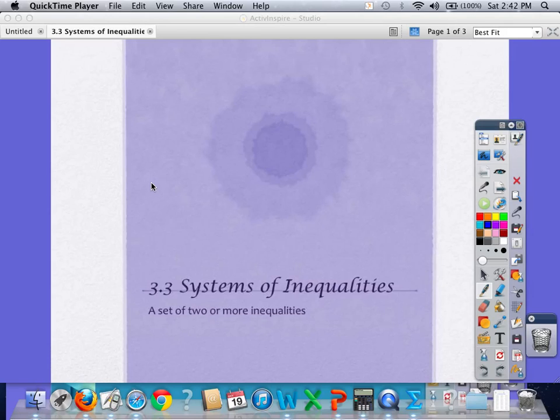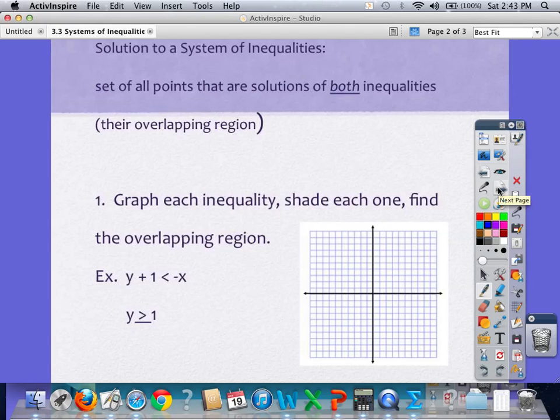Right, today we are going to do 3.3, systems of inequalities. That's a set of two or more inequalities. We've worked with those before, but now we're going to have a system of those, and we're going to graph those also. Remember, we had shading before. We're going to have that same situation now. Okay, so 3.3.